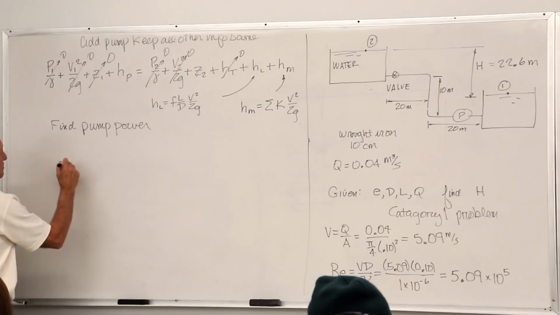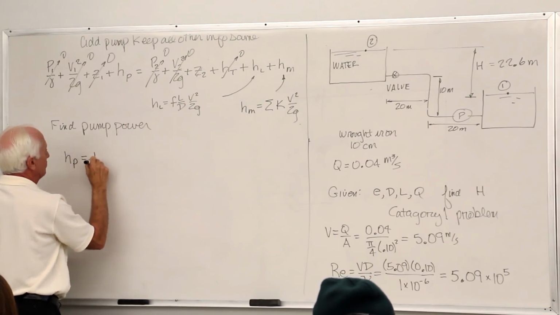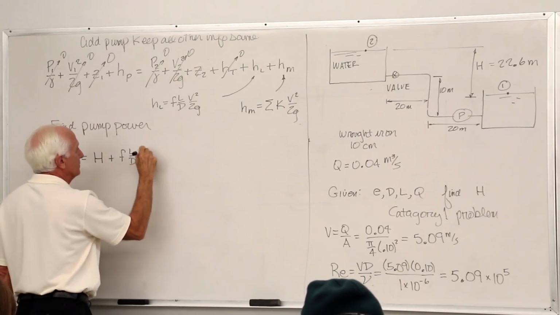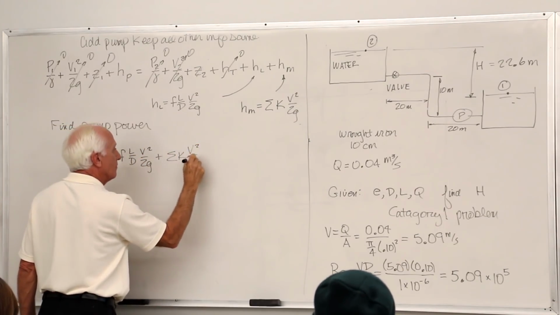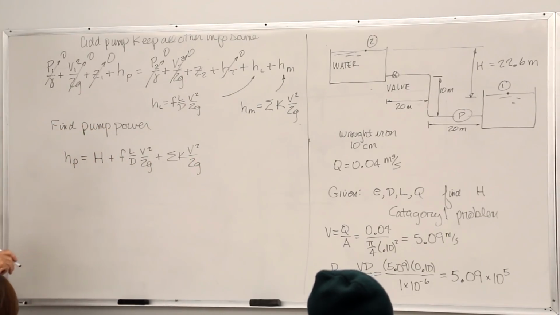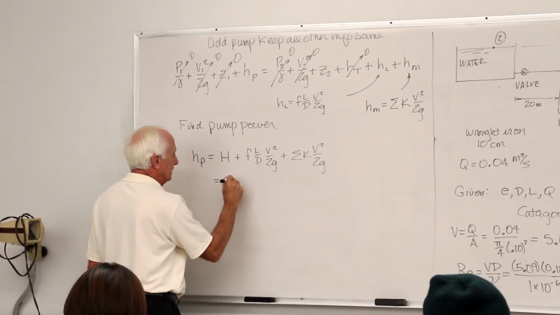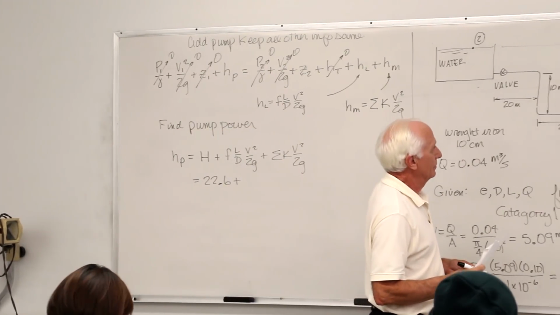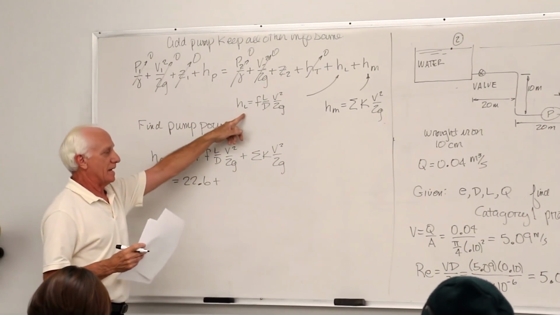Okay, there it is. HP equals Z2, 22.6. I'll put H in there. Plus f L over D, V squared over 2g, plus summation of K's, V squared over 2g. Okay, go ahead and put the numbers in. 22.6 plus. I erased it, but I've already done that.